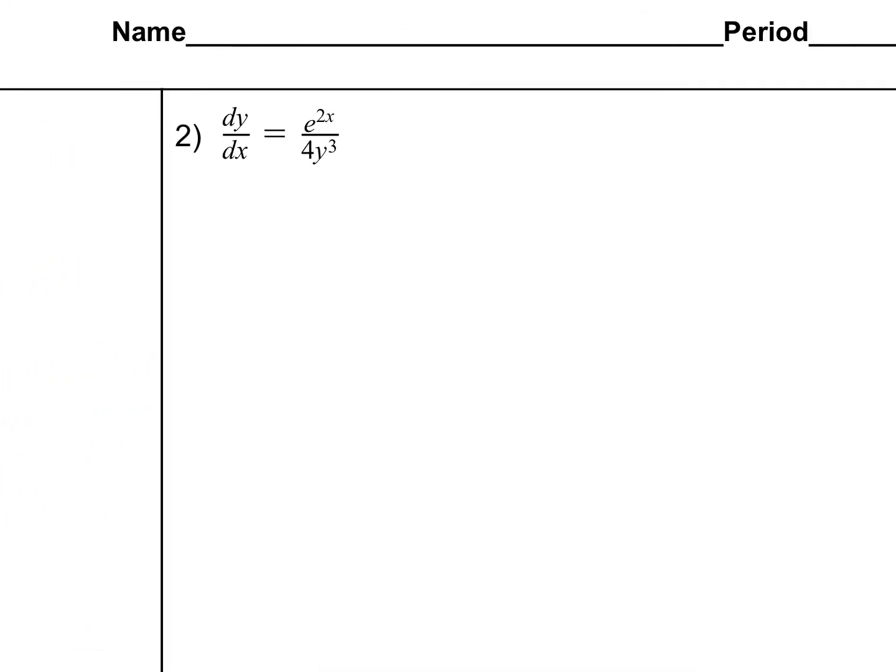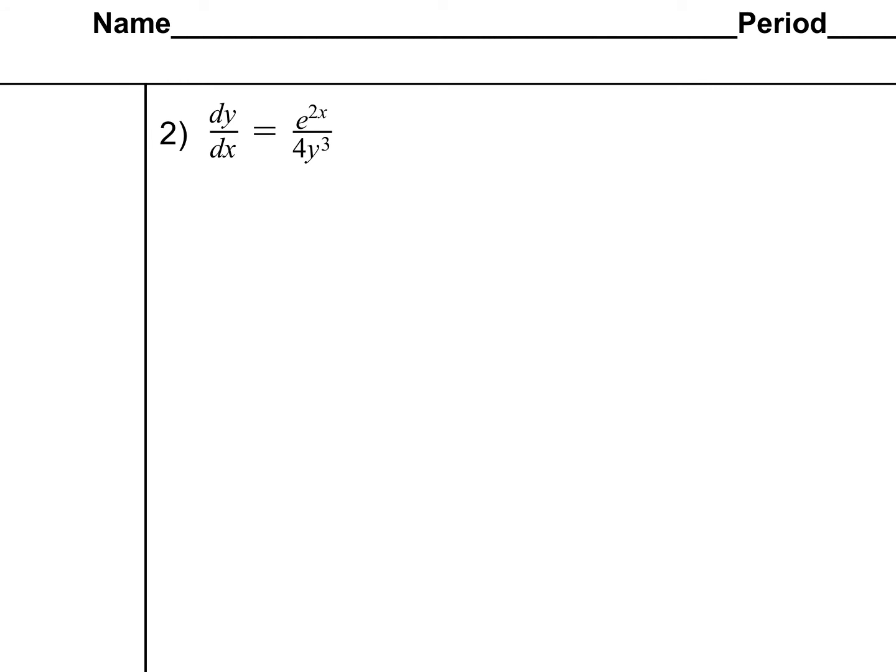Okay, good. So the first thing we're going to do is separate the variables. So this dy stays on the left. This dx has to move to the right. So I'm going to multiply both sides by dx over 1. So now on the left, these are going to cancel out, and I have dy. But on the right, when I multiply, I have e to the 2x dx on top, and on the bottom, I have 4y to the third.